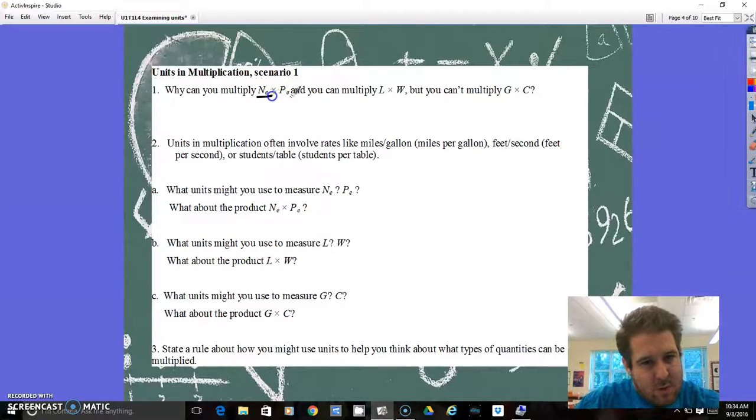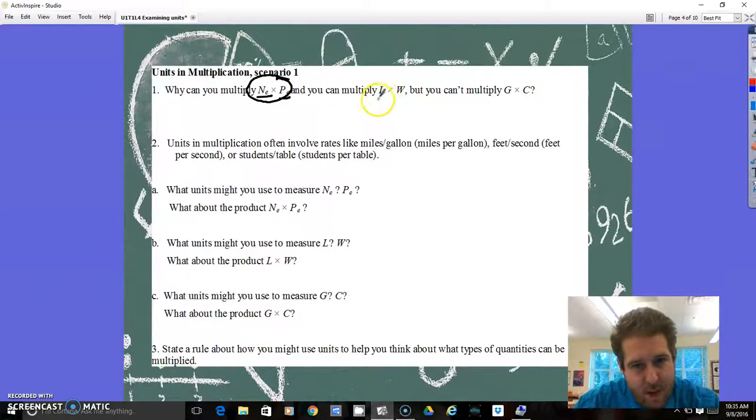NE is number of entrees times the price of an entree. So if you multiply 5 entrees times the price of $1 each, that gives you $5 total. That makes sense. If you're doing L times W, if you can multiply L and W, I forgot what those symbols represent, but that one does make sense.